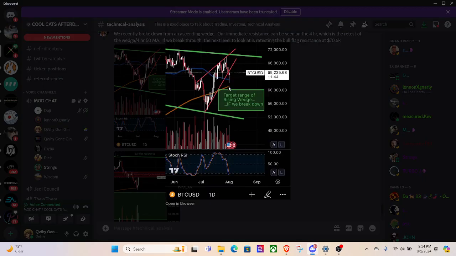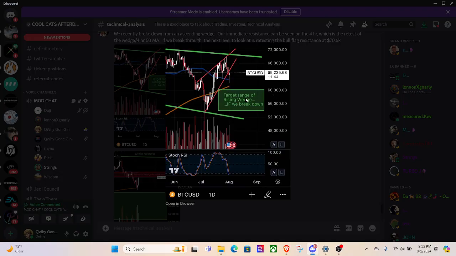So personally, I'm expecting to see the price at least get closer to 60K off of this rising wedge, and we had a strong move up today, but it stopped just about at the rising wedge, what used to be the support, and we're now testing it as resistance.